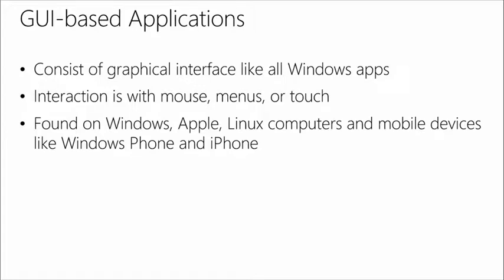You interact with these through the use of menus, the mouse, keyboard shortcuts, or, because of the introduction of Windows 8 and of course our tablets and phones, through a touch interface. So they're graphic elements: there are icons, there are squares, there's something on the application you're interacting with. They're found on Windows computers, Apple computers, Linux computers, and mobile devices like Windows phones and iPhones. Those are all good examples of GUI-based applications, and even industrial applications like your bank ATM may have a GUI where you're touching the screen and there are user elements you're interacting with.